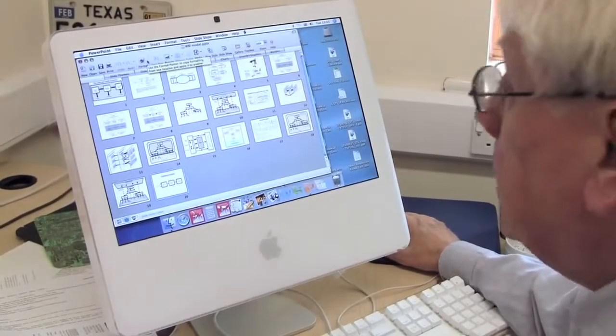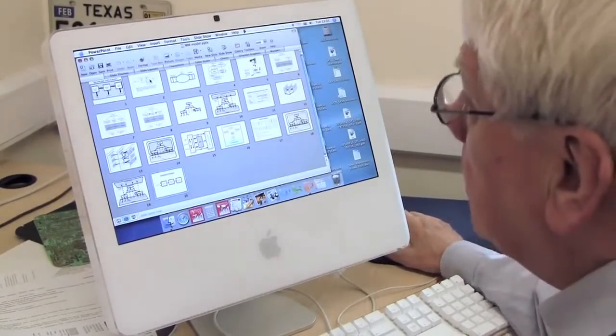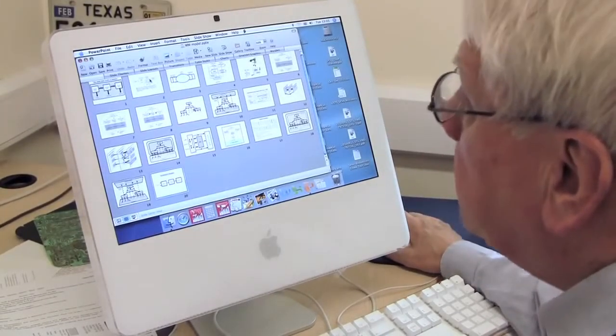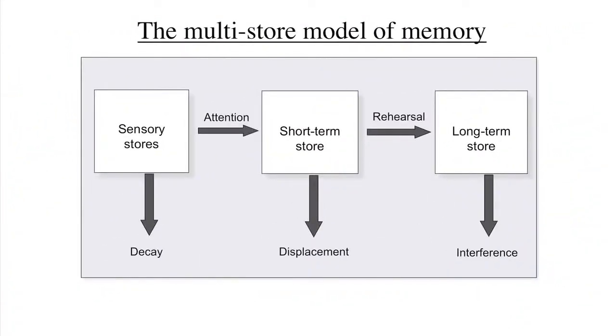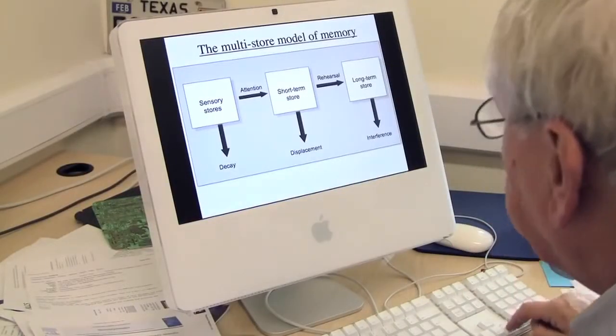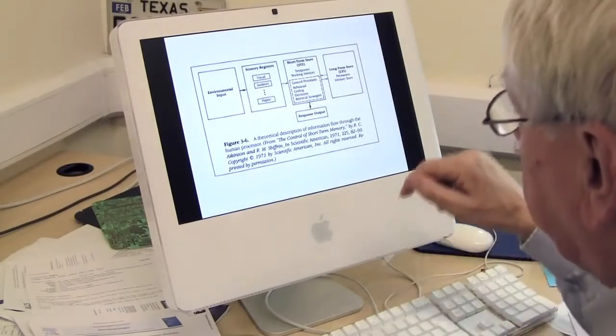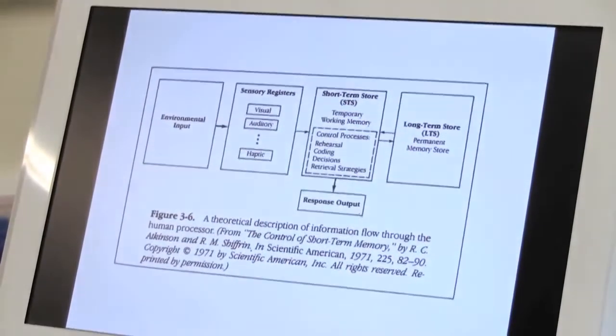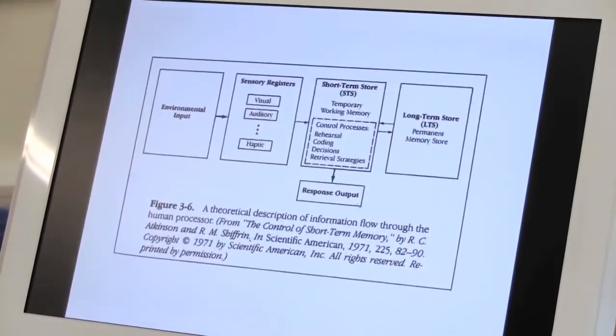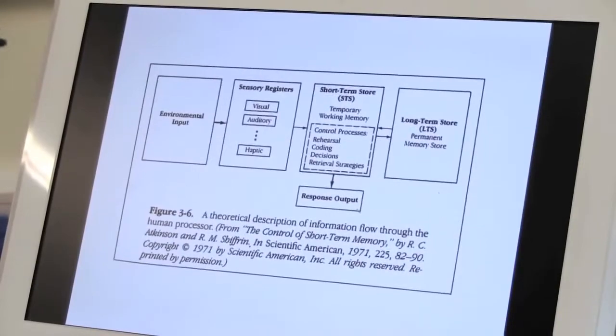Okay, it might be helpful if I show how some of the models were represented visually. So this was the simplest version of the multi-store. The information comes in from sensory stores into a short-term store, then into long-term memory through rehearsal. That was elaborated by Atkinson and Shiffrin, and they talked rather more about the details of the short-term store and proposed that it acts as a temporary working memory.